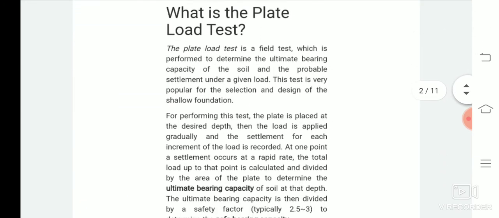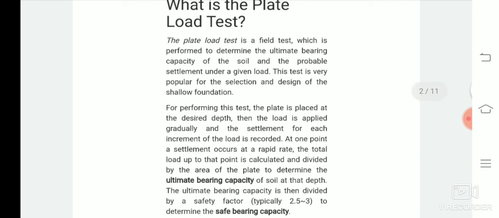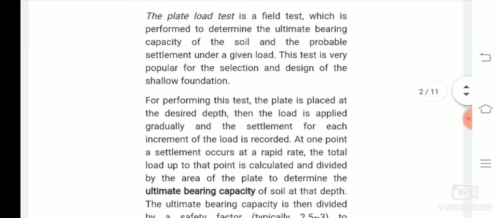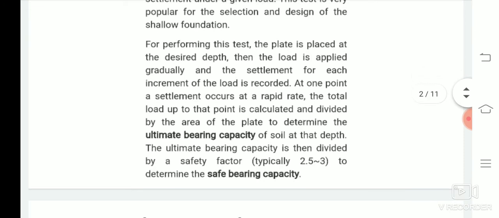So what is basically plate load test? Plate load test is a field test which is performed to determine the ultimate bearing capacity of the soil and the probable settlement under a particular given load. So this test is very popular for the selection and design of the shallow foundation.